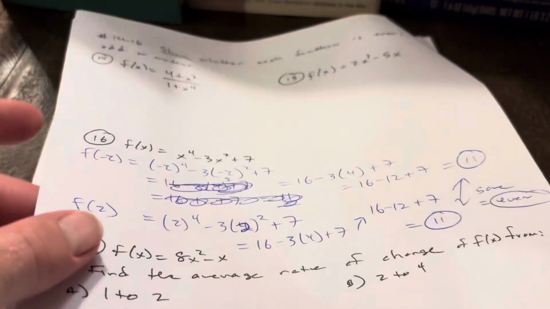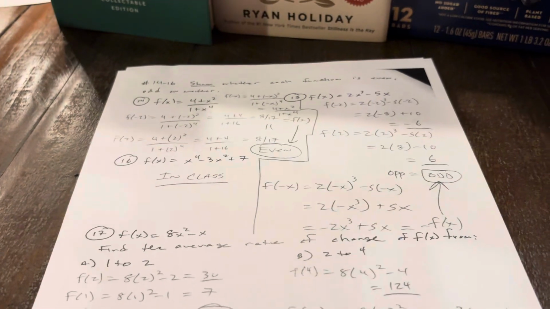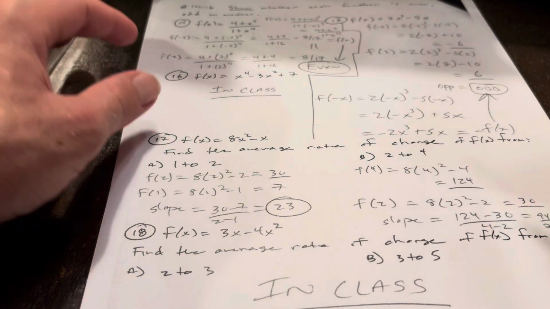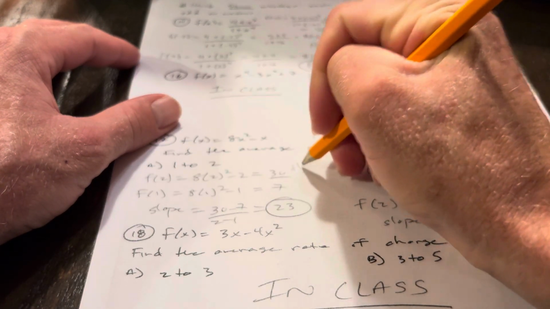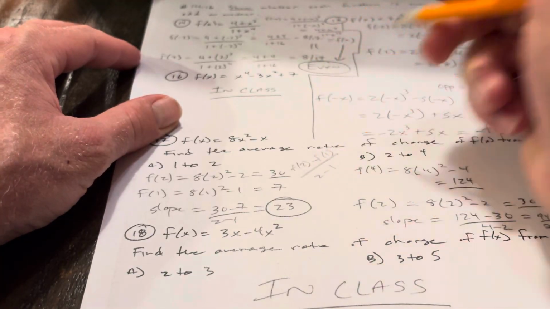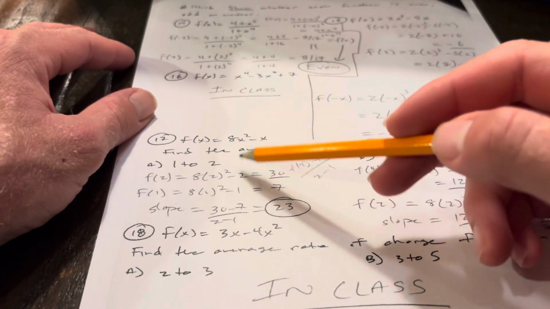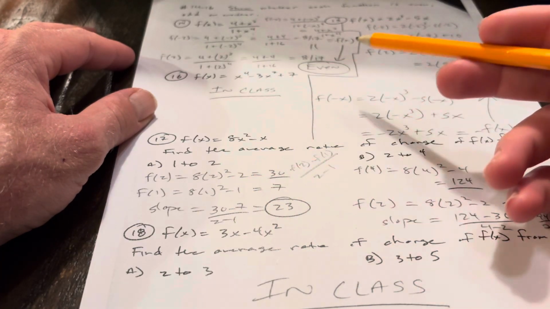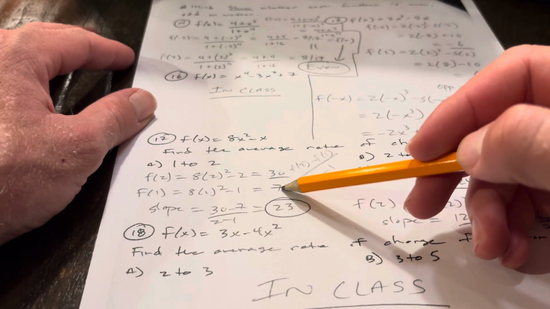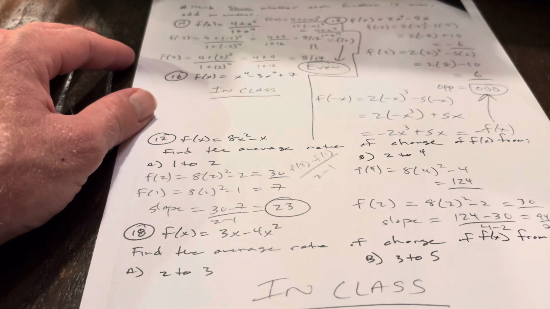Okay, then we're going to 17. Find the average rate of change, guys. This one you want to be easy. It is literally f of 2 minus f of 1 all over 2 minus 1. It's slope. F of 2, you plug 2 in for x. F of 1, you plug 1 in for x. F of 2 is 30. F of 1 is 7. 30 minus 7 over 2 minus 1. It's 23 over 1, which is 23.